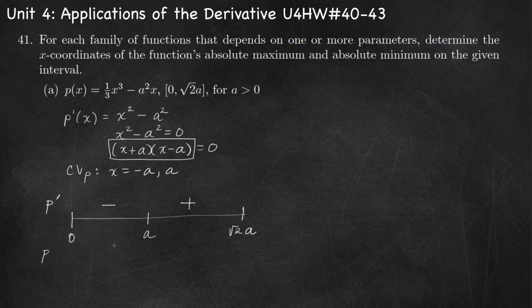So our function p is decreasing until we get to x equals a, and then it turns and it's increasing after that, which tells me I have a relative min at x equals a. It also tells me that that has to be the absolute min because that is the only turning point on this interval. So I've already found my absolute minimum. That occurs at x equals a. But what about the absolute maximum? It's going to be one of these endpoints.